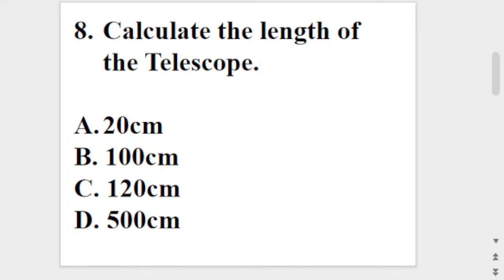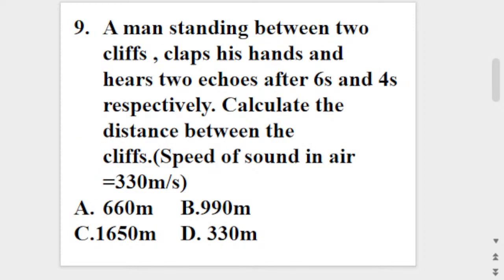Okay. So it says, a man standing between two cliffs claps his hands and hears 2 echoes after 6 seconds and 4 seconds respectively. Calculate the distance between the cliffs. And we are given the speed of sound in air to be 330 meters per second. So let's rub this off so that we can put a diagram that can make it easier for us.